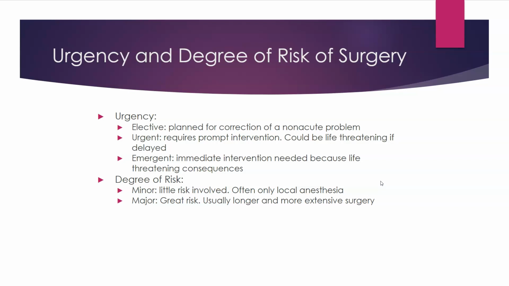So there are different urgencies and degrees of risk within surgery. Elective is a planned correction of a non-acute problem, so this is not a rush. Urgent means that you need to do it, it could be life-threatening if delayed, but it doesn't have to be done right now. And emergent means that if it's not done right now, it could be life-threatening. For degree of risk, minor means little, major means great, and it just kind of depends on the situation and the status of your patient.